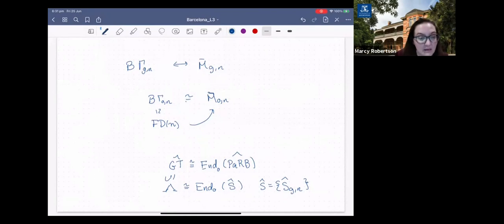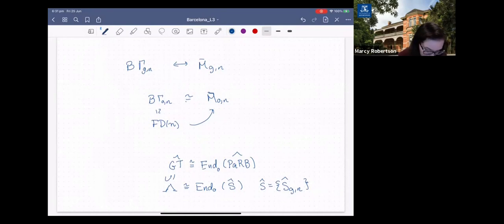Because if you have a bigger object, then the endomorphisms of it are going to have to preserve more structure, which ends up with a smaller group. That's the idea. That makes sense. Thank you. Thank you. Okay.